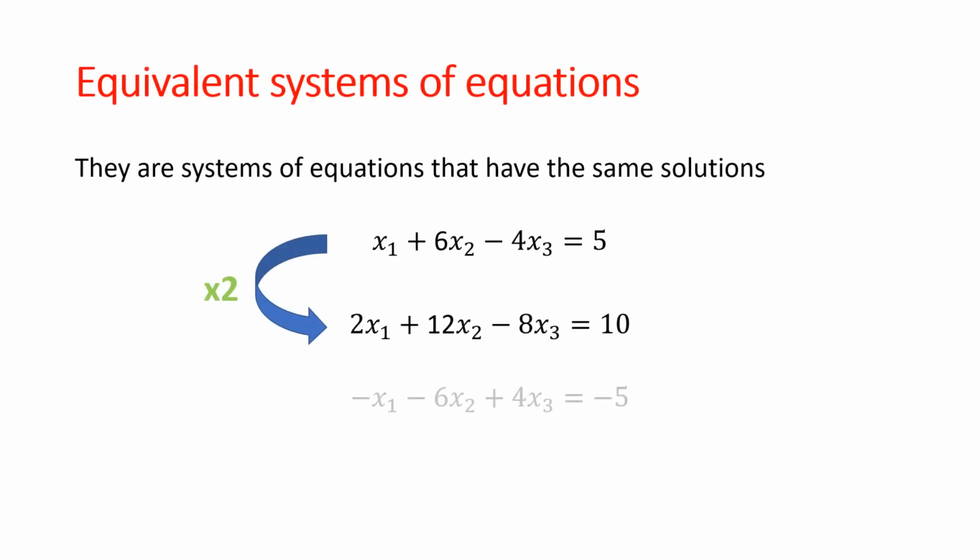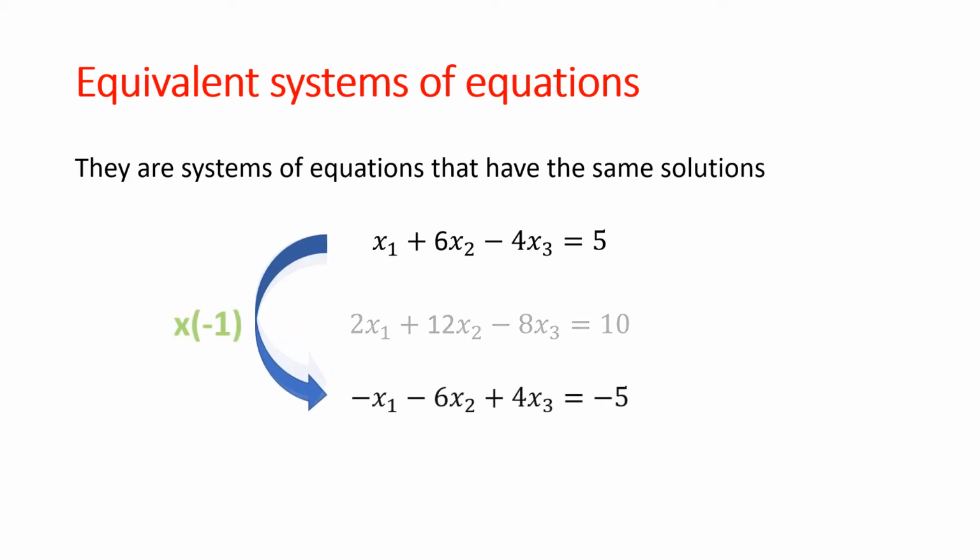Equivalent systems of equations are those that have the same solutions despite being different. Here we can see an example of a linear equation that is x1 plus 6x2 minus 4x3 equals 5. If we multiply that equation by 2, we would have 2x1 plus 12x2 minus 8x3 equals 10. If we solve these linear equations, we can see that they have the same solutions. The same happens if we multiply that linear equation by minus 1.